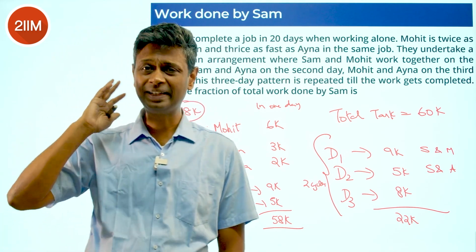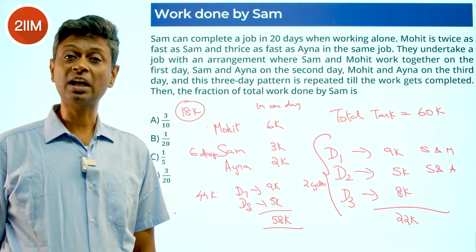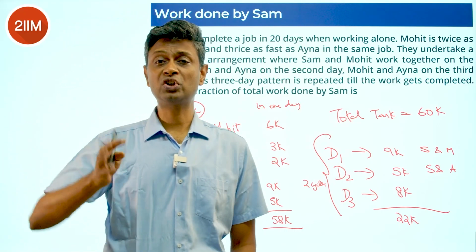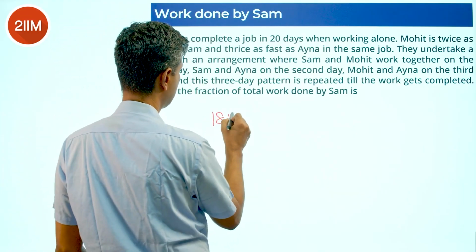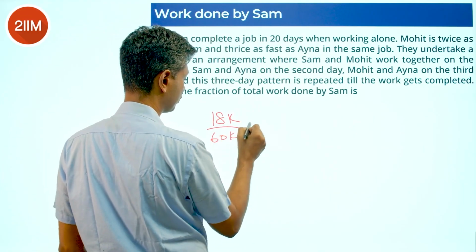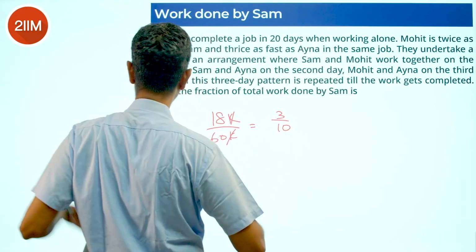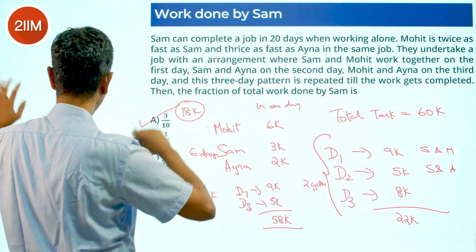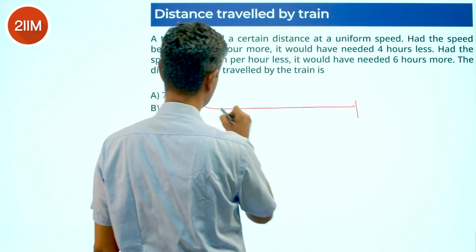Sam does 18k, which is super useful because the question says what fraction of the task is done by Sam. Total task is 60k. Sam does 18k. Fraction is 18k by 60k, which is 3 by 10. So I'm looking for an answer choice that is 3 by 10. That's available.